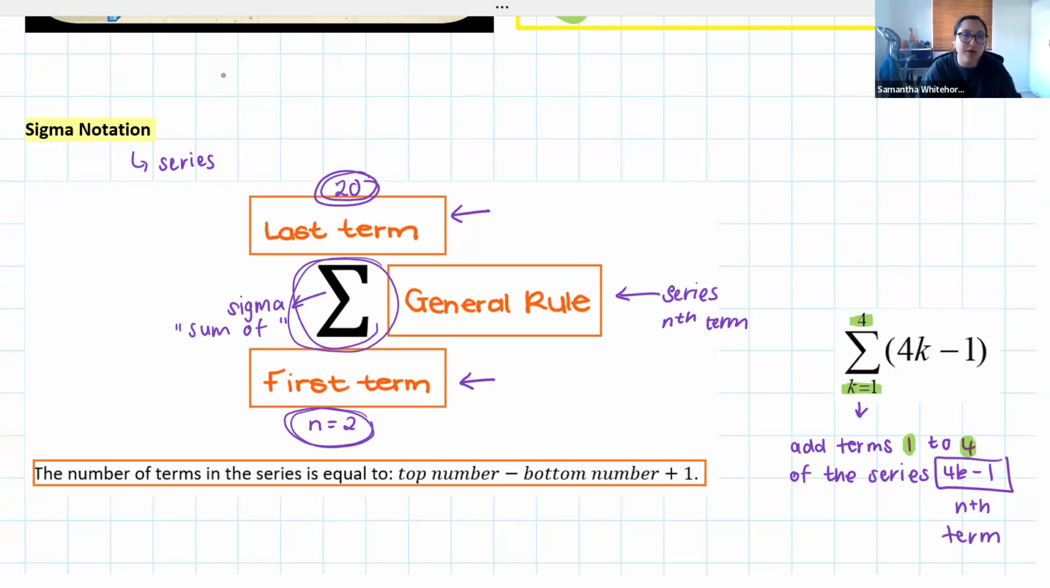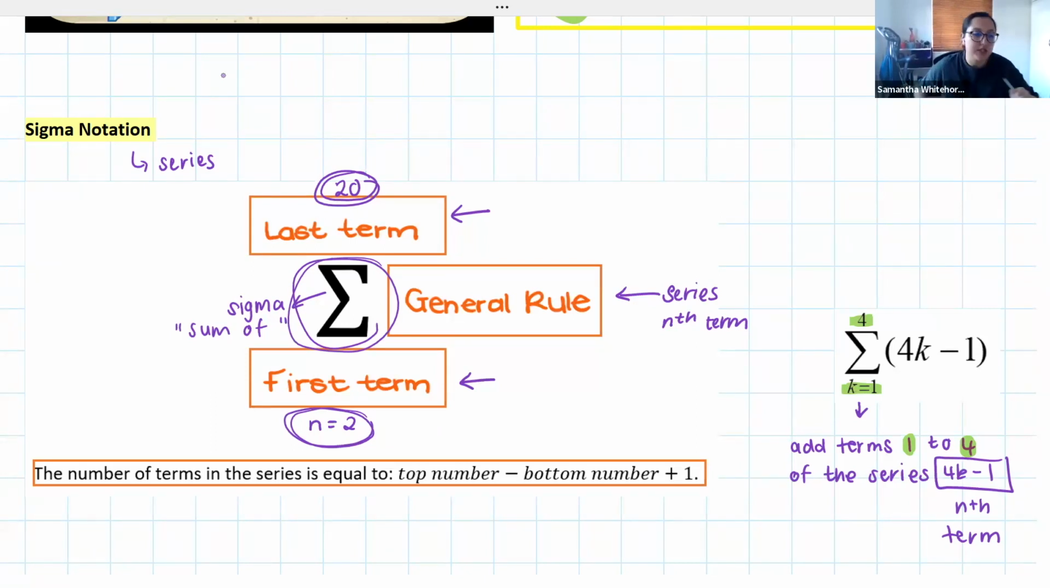Rather than me writing out in words, determine the sum of the first 20 terms of the pattern 4k minus 1, we write it in mathematical language. And I think this is what trips us up mostly when it comes to sigma. We don't always understand what sigma is saying to us, which means that we struggle to answer the questions. But if we know what sigma is saying to us, the questions become a whole lot easier.